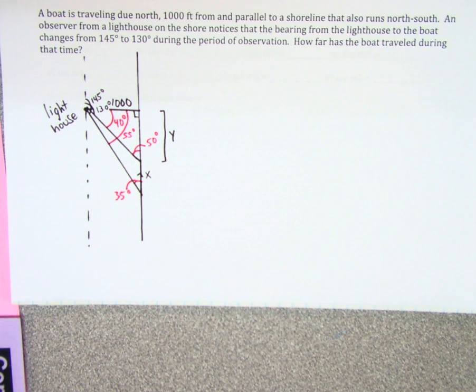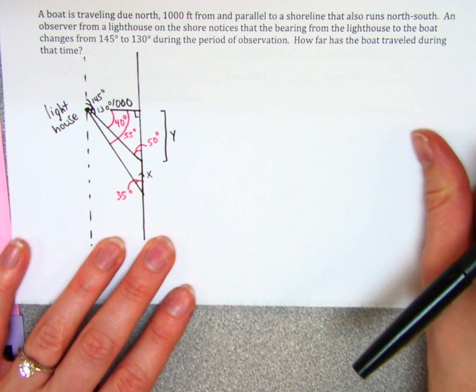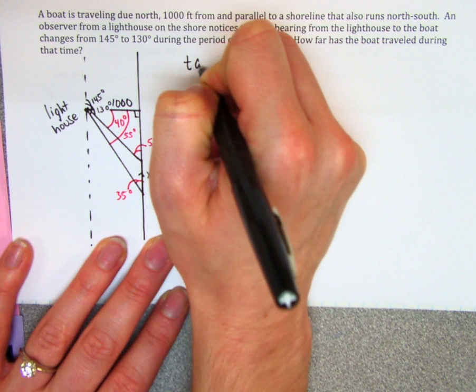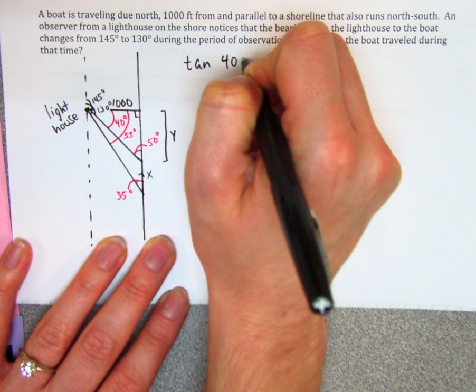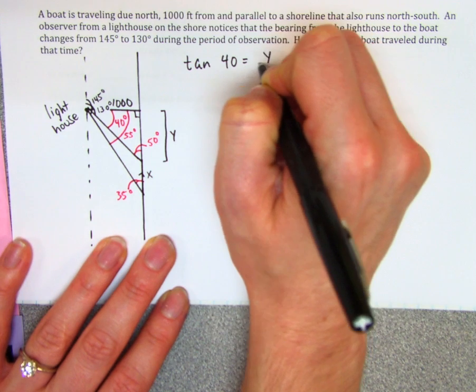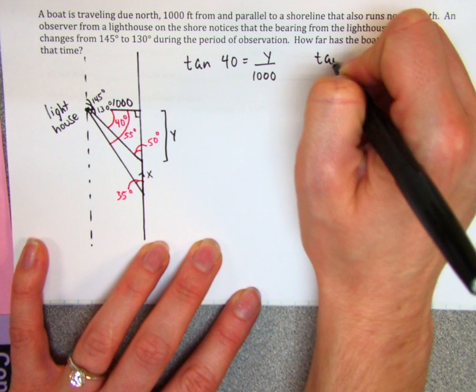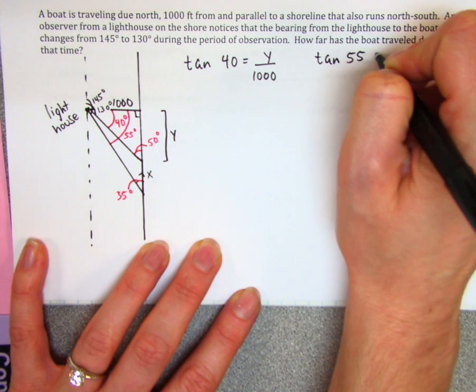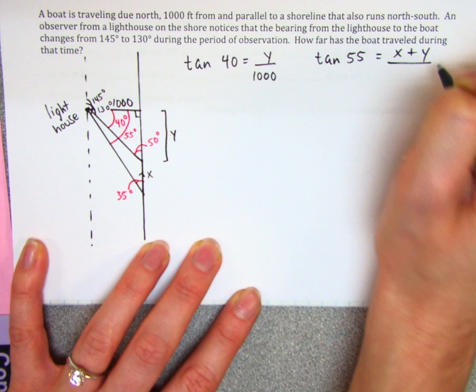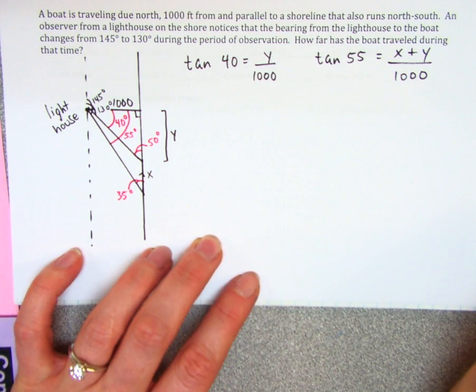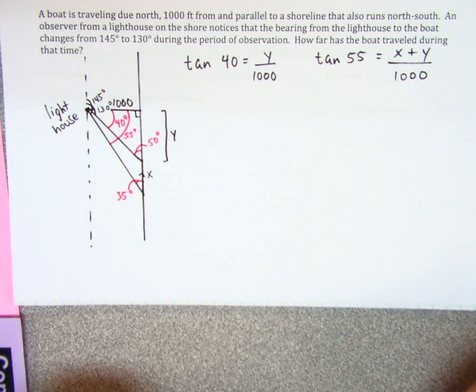Okay, so let's set up some trig equations. You can use tangent or cotangent. It's your choice. For right now, let's use tangent. So I have tangent of 40 degrees is equal to y over 1,000. I have tangent of 55 degrees is equal to x plus y over 1,000. And again, eventually we want to solve for x here.